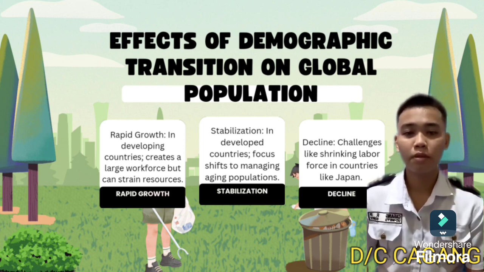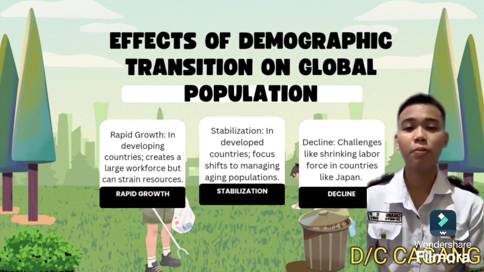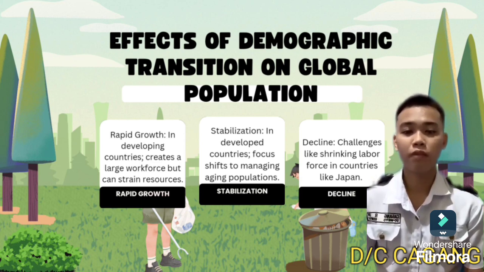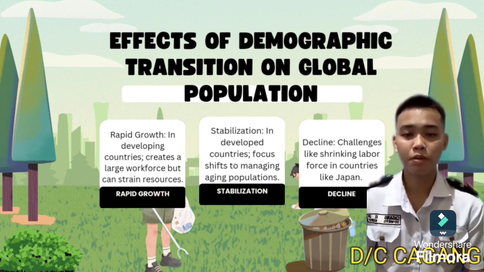So the demographic transition model helps us understand why some regions have rapidly growing populations while others face challenges with declining ones. Rapid growth: many countries in Africa and parts of Asia are in the earlier stage of the transition, leading to significant population growth. This can create a large labor force but also puts pressure on resources like schools and hospitals.